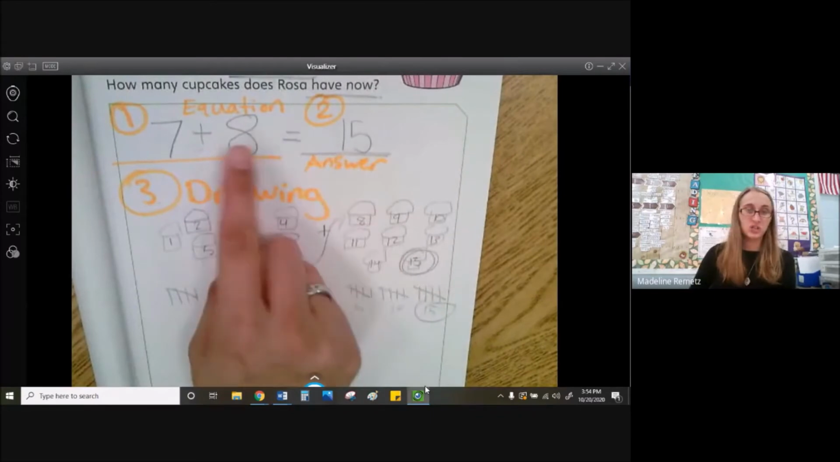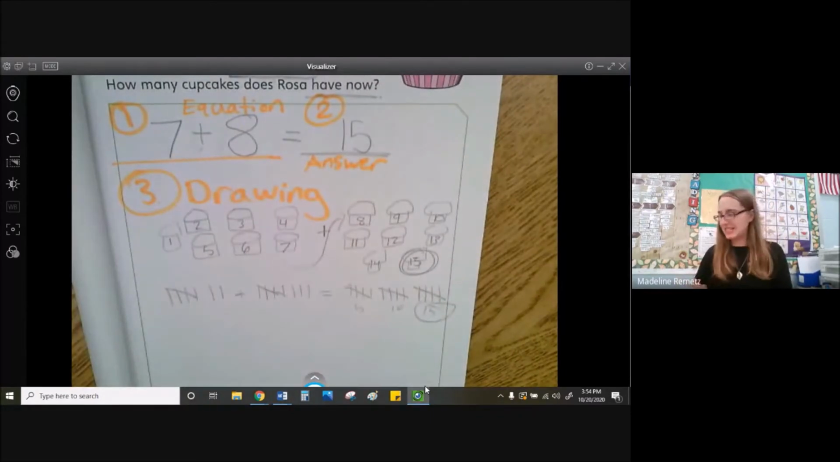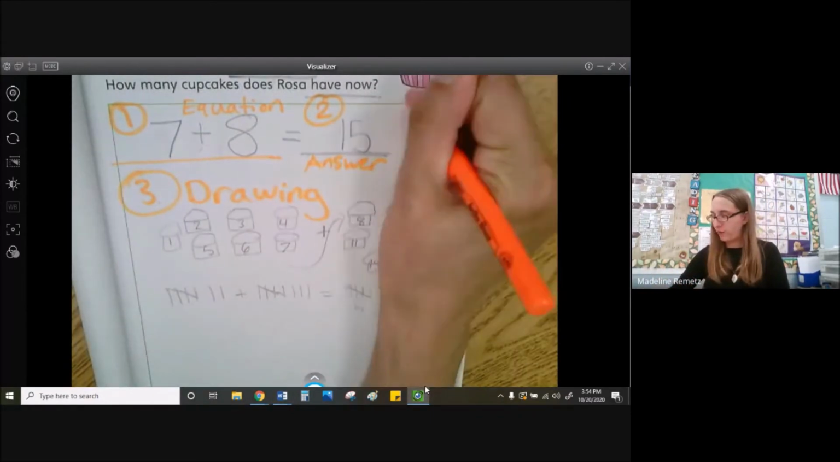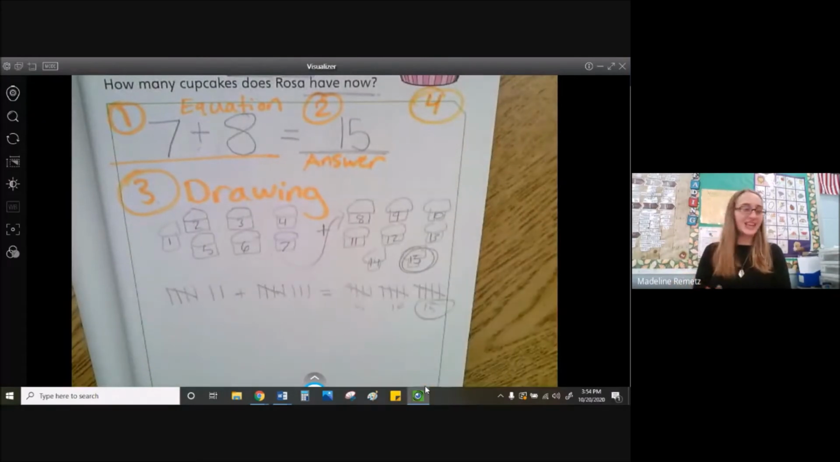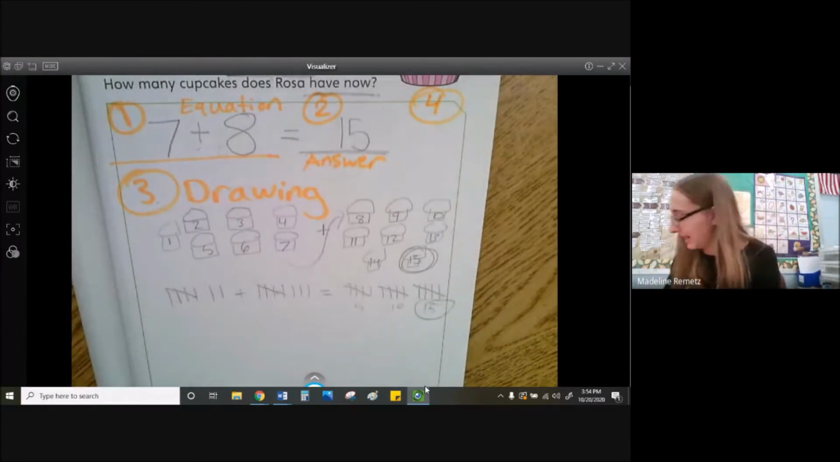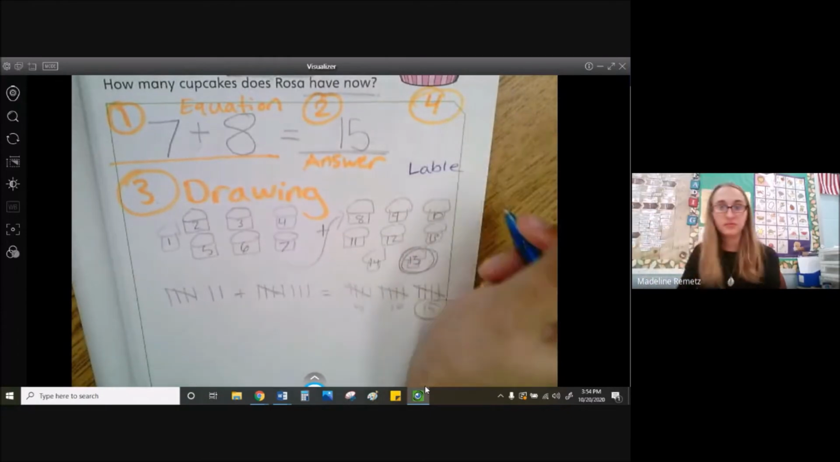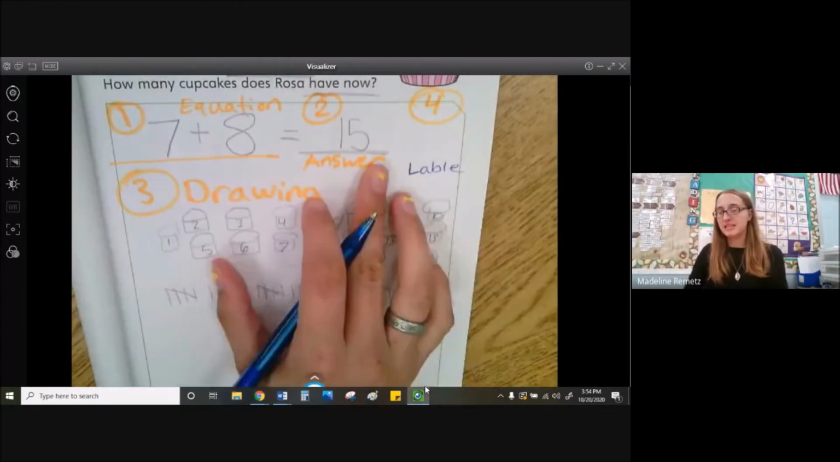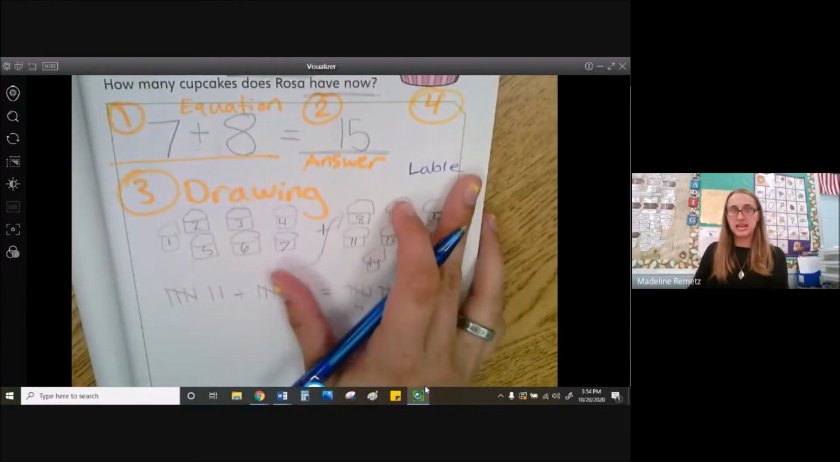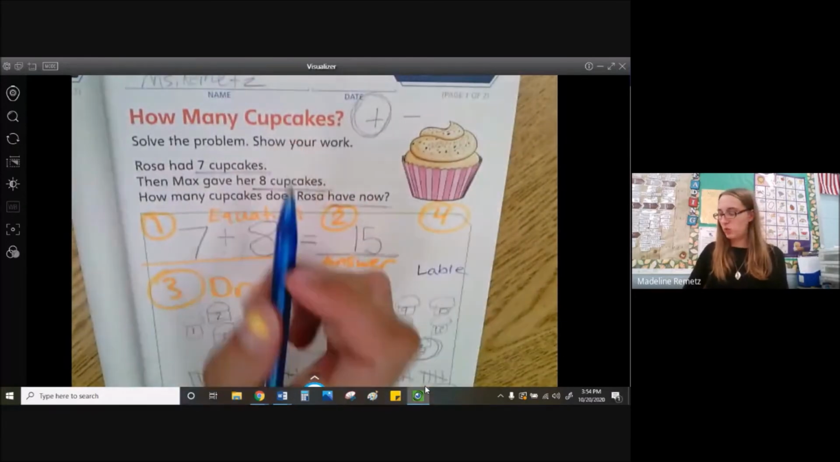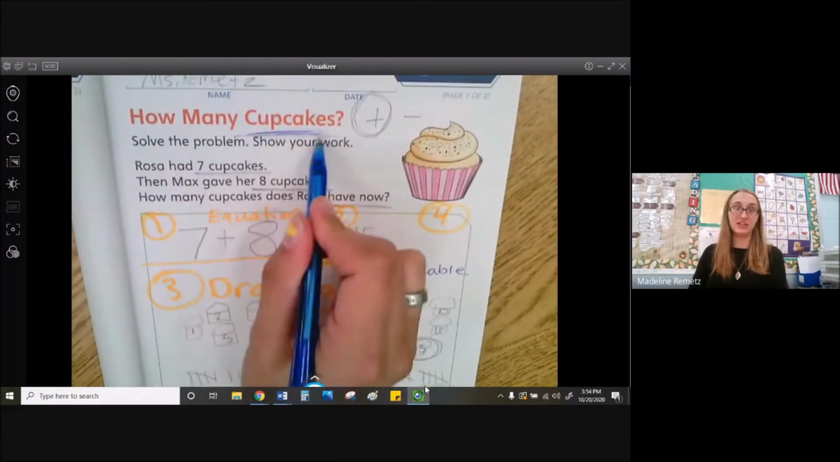We have our equation, and we did our drawing. But didn't I tell you that there's 4 points? Well, to get that 4th and final point today, I need to label my answer. This is called a label. My friends, a label is when you say what you are counting. What do you think I'm counting in my story?